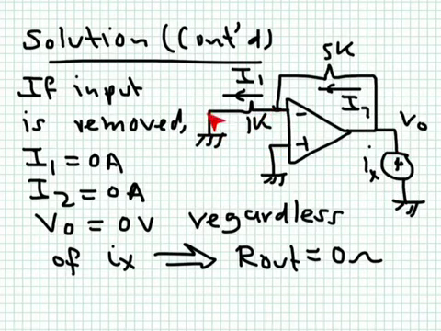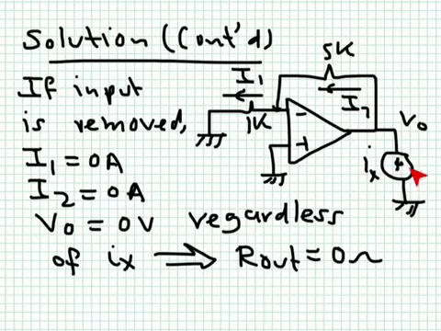Then there is no current flowing this way. I1 must be equal to 0. But because there is no I minus, there is no current flowing into the op-amp, so I2 must be equal to I1. If I1 is 0, then I2 must be equal to 0. So if the voltage here is 0 volts, then the voltage here must be equal as well to 0 volts, regardless of this current source.